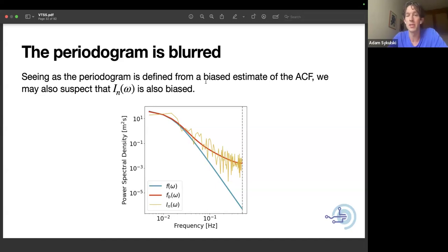So seeing as the periodogram is defined from a biased estimate of the ACF, we can also suspect that I_N is biased. And we can see that in this plot here, with something called a Matern process, where the true spectral density is in blue and our periodogram is in gold. I'm going to come back to F_B later, but the red, F_B, is the expectation of the gold line. So we can think of it as the expected periodogram, which will differ from the true spectral density.